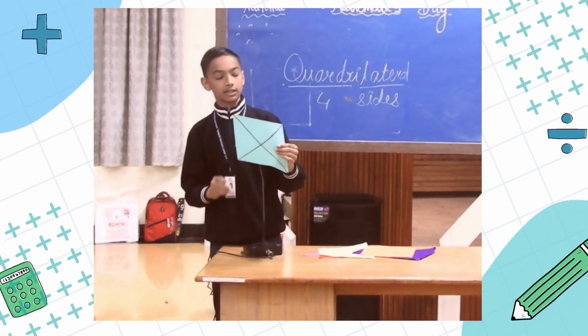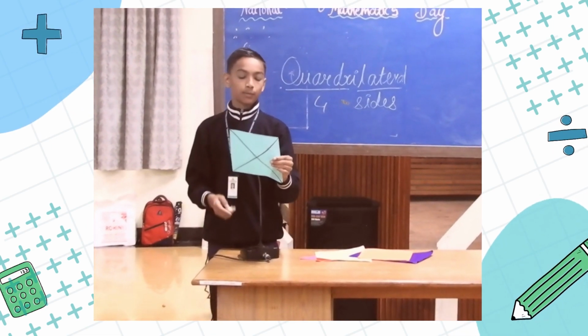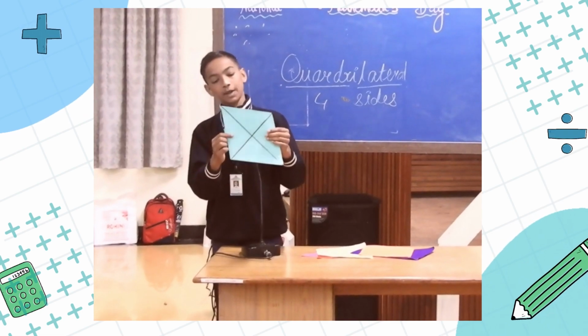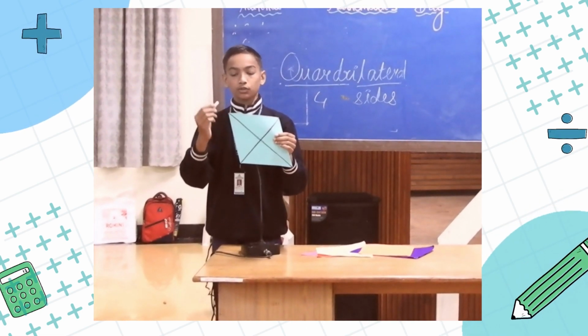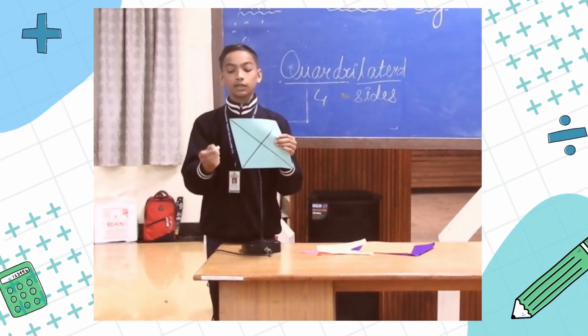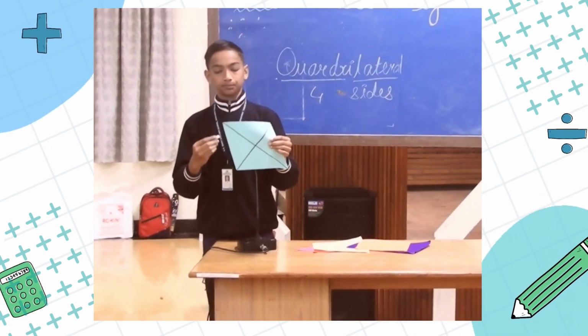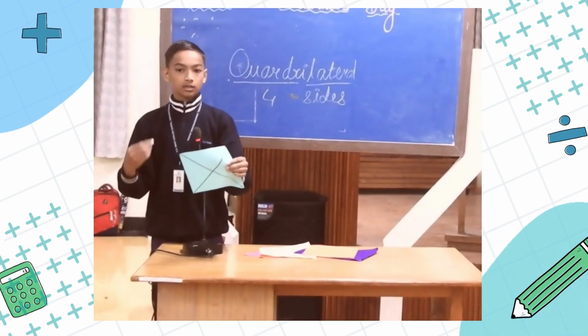So opposite angles are congruent. Diagonals are perpendicular bisectors. Diagonals bisect opposite angles. Meaning this diagonal is passing from here. So if the angle is 80 degrees, then it will form 40 degrees on both sides. Then it is known as an angle bisector.